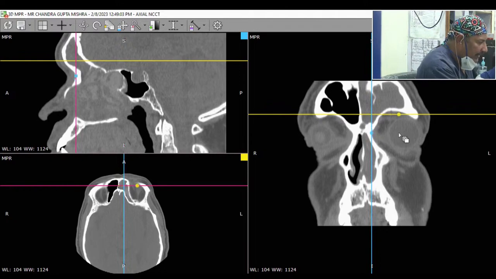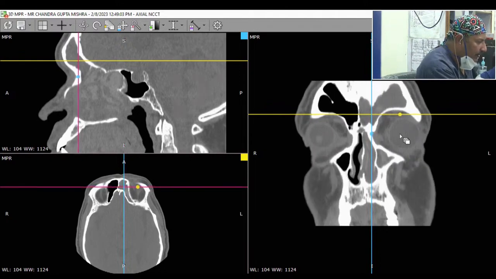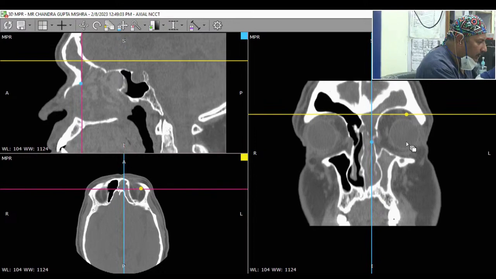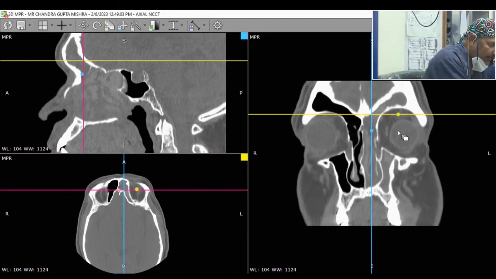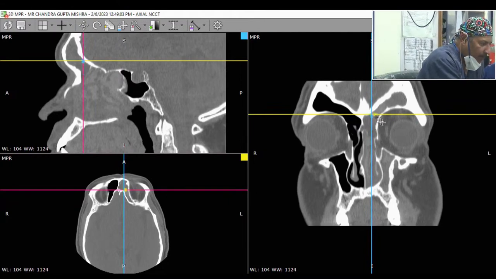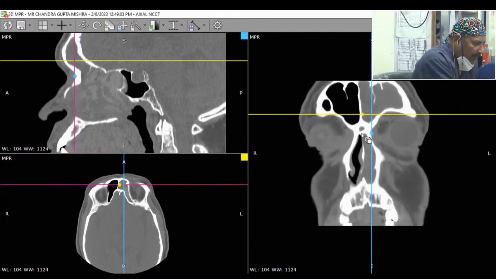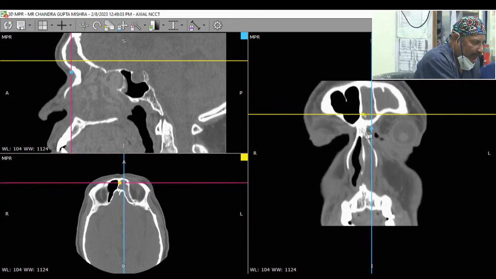See, the beak is intact. As long as the beak is intact, it is the sinus proper, and now is the beginning of the frontal drainage pathway. See how the frontal sinus is draining over here. This is a classical unilateral opacity.